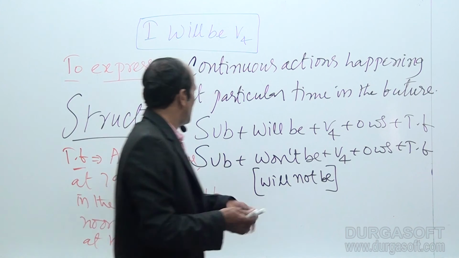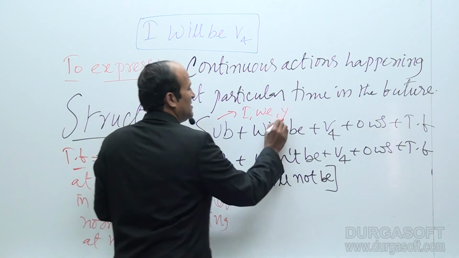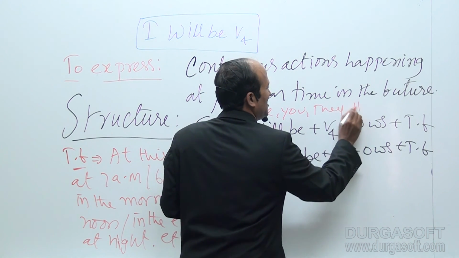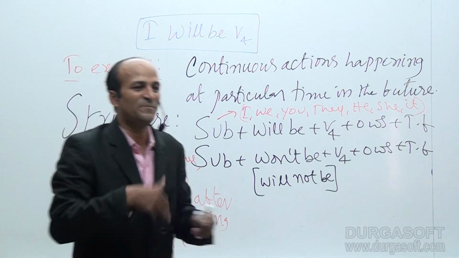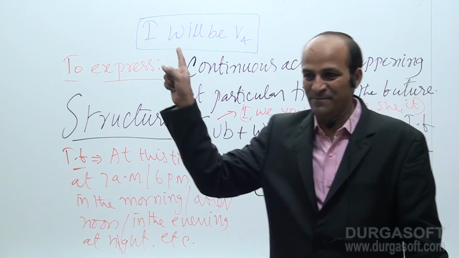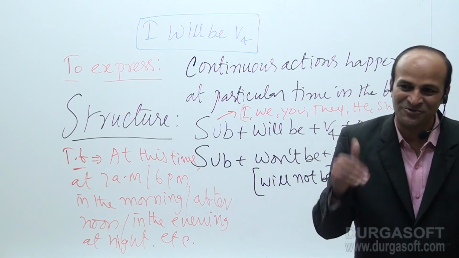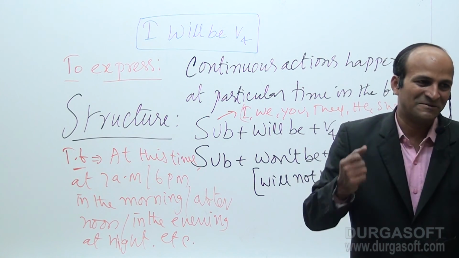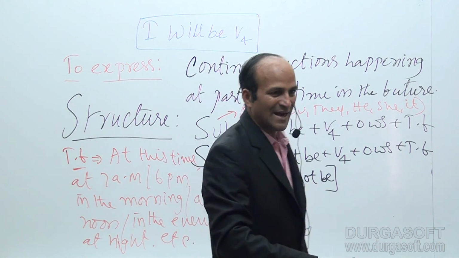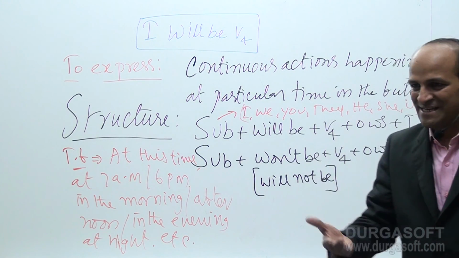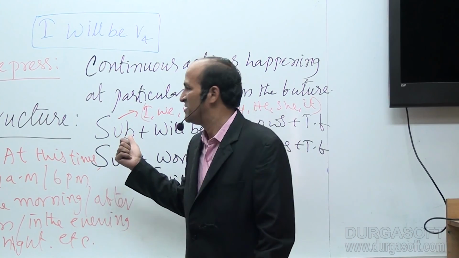For example, we use all subjects here, like I, we, you, they, he, she, it. We use all subjects, like: I will be taking the class at this time tomorrow. He will be coming to class at this time tomorrow. They will be arriving at my house in the afternoon tomorrow. We will be studying degree at this time next year. I will be working for Infosys at this time next year. So all are continuous actions at a particular time in the future. That is how we make the sentences with the help of this structure.